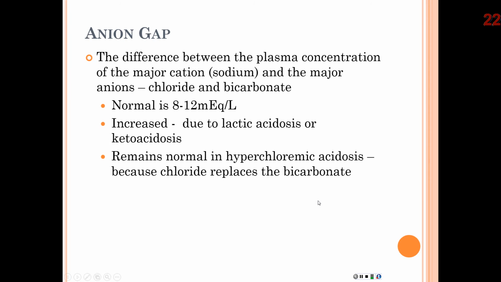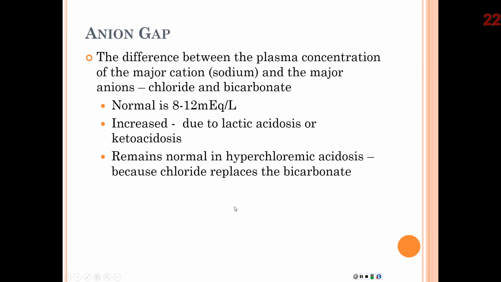Now, the anion gap is an actual laboratory test that we can use to assess situations with regards to acid-base balance. So the anion gap is the difference between the major cation, it's all of the cations, but sodium is so much greater than any of the others, and we're talking plasma, so in the blood plasma, in the extracellular space. The difference between the major cation, which again is primarily sodium, and the major anions, the negatively charged ions, chloride and bicarbonate.